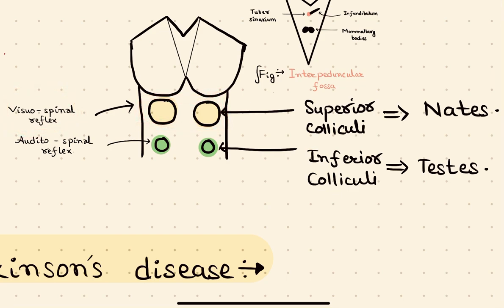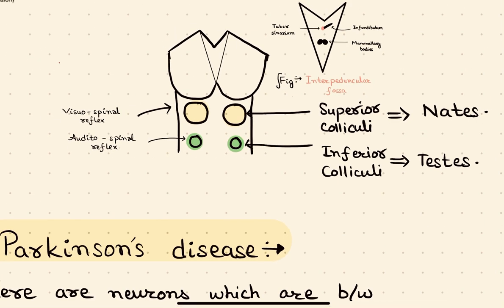What does this mean? That these are connected with the eye region. So whenever we have a reflex from our vision, it comes first into the superior colliculi, and whenever we have a reflex from audition, or hearing, it comes to the inferior colliculi. So superior colliculi are associated with the eye and inferior colliculi are associated with the ears. This is how the back of the midbrain looks.